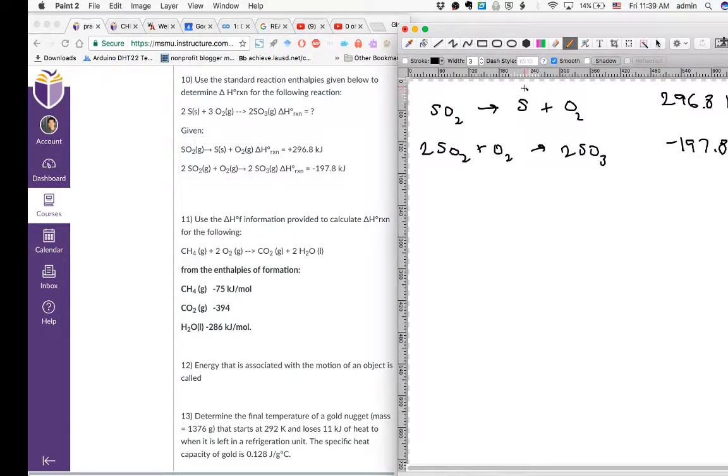My S's are right here, but this is on the product side. I'm going to have to flip this so that the S's appear before the arrow, because that's where they appear in my target equation. When I flip it, I'm going to flip the sign of the enthalpy. That's necessary. But you see there are two S's here. So after I flip it, I still have some more work to do.